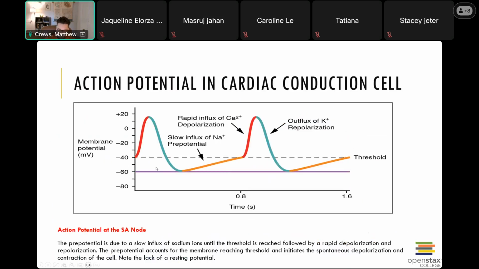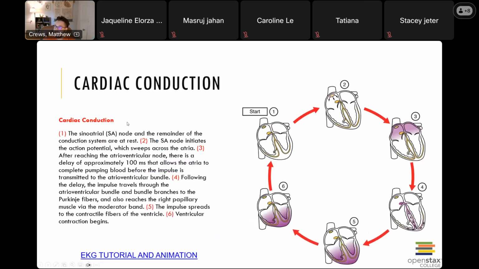Okay, so, cardiac conduction. The sinoatrial node and the remainder of the conduction system are at rest. So, heart not beating, right? We're just chilling. The SA node initiates the action potential, which it gets from the sympathetic nervous system. From there, that action potential shoots through the atria, and then the atria contract. And then, because you don't want the whole heart to get the message all at once, you have the AV node, which slows it down.